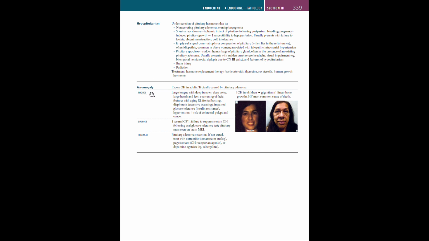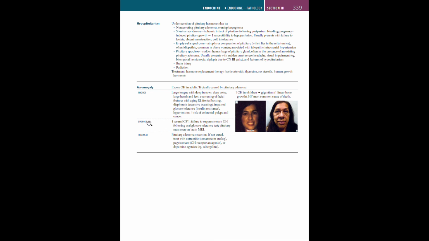Acromegaly. Acromegaly means increase, huge in size. So acromegaly, excess growth hormone in adults, typically caused by pituitary adenoma. Findings are large tongue with deep furrows, deep voice, large hands and feet, coarsening of facial features with aging, frontal bossing, diaphoresis, excessive sweating, impaired glucose tolerance, insulin resistance, hypertension. Increased risk of colorectal polyps and cancer.